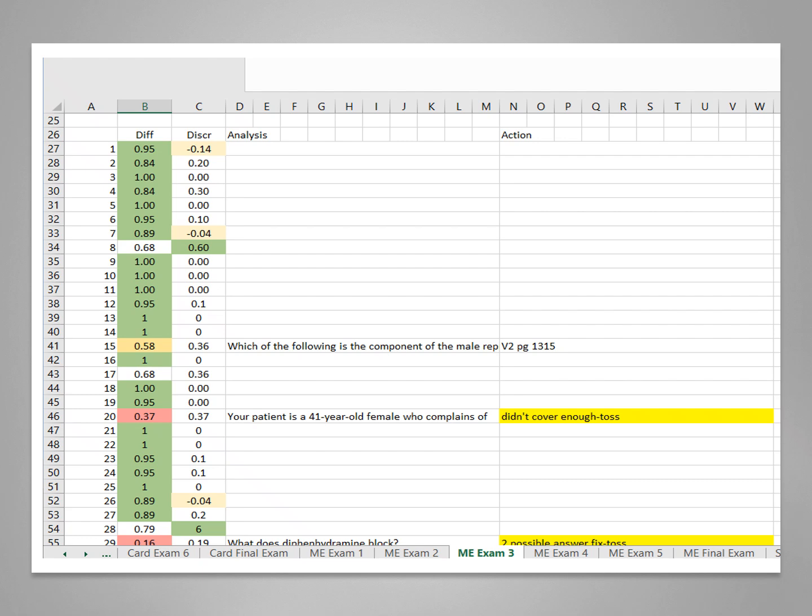So let's look at how this data was used. As you see in number 29, this is a really great example of an item that might need to be revised or removed based on its performance metrics. The difficulty index is 0.16, which means that only 16% of the students got it right. That's an extremely difficult, possibly too difficult to be useful, question. It could indicate that the question wasn't clearly written or wasn't covered in class, or it's just simply too advanced for the level of the exam.